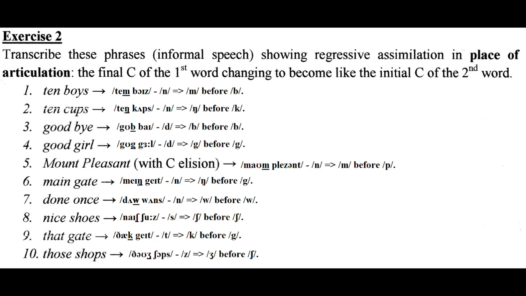Number 9, "that gate". It becomes "thak gate". So here the t becomes k before g. Number 10, finally, "those shops". It becomes "thoge shops". So here the z becomes j because of sh or before sh.